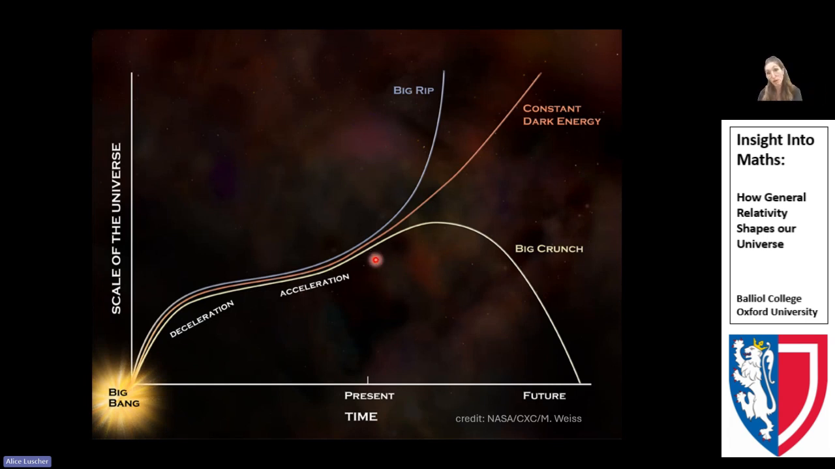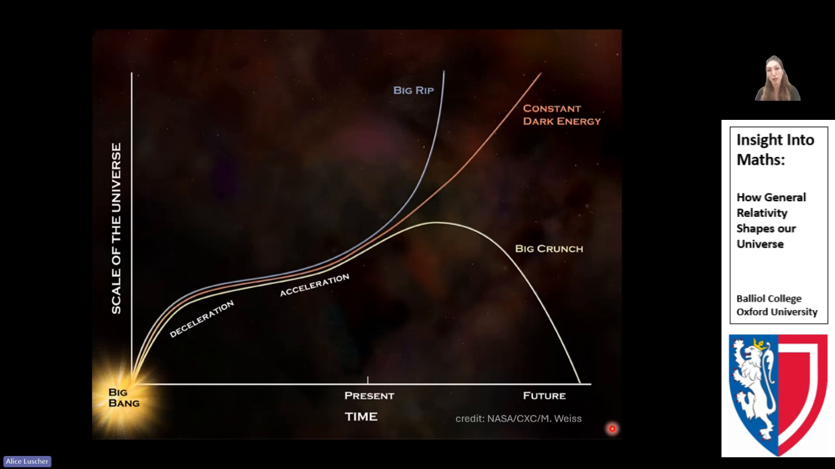And the last scenario is that the acceleration stops, and instead of expanding, we start crumbling back on ourselves. That's the scenario called the Big Crunch. So the universe just falls back to a single point.